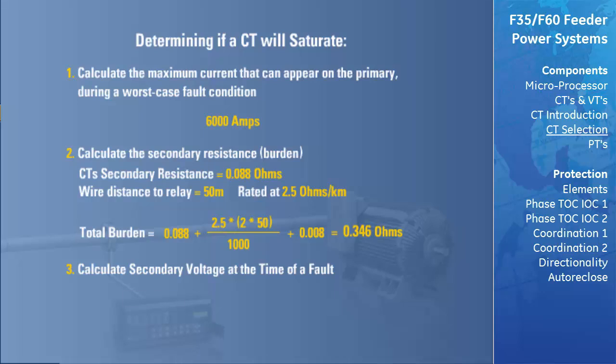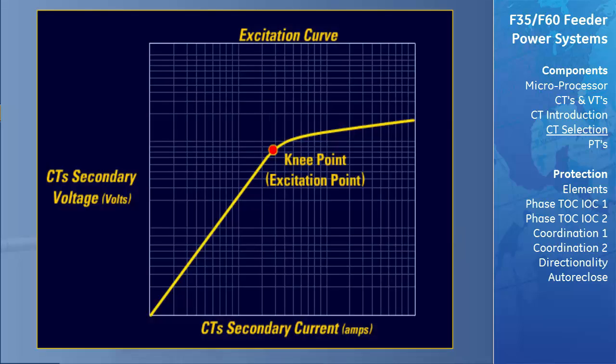First, the total burden resistance, 0.346 ohms, is multiplied by the maximum fault current, 6,000 amps. The result is then divided by the CT ratio, 300 to 5, concluding that the secondary voltage at the time of a worst-case fault is 34.6 volts. With the maximum secondary CT fault voltage calculated, the final step is to refer to the CT excitation curve. By plotting the 34.6 volts value on the excitation curve, we notice that it falls well below the knee point, indicating that it will not saturate under a worst-case fault condition.